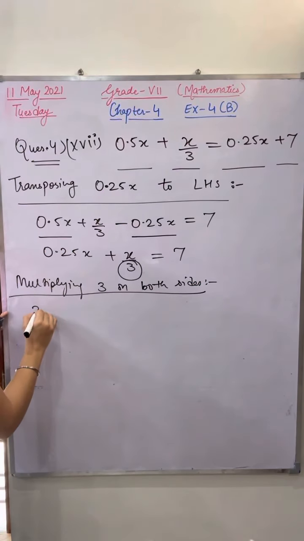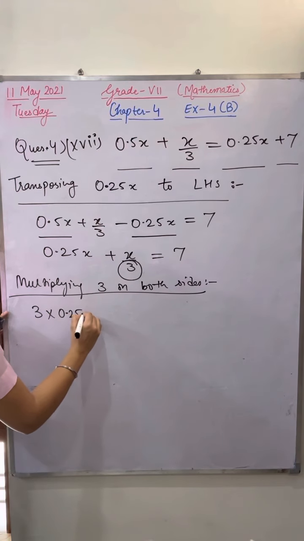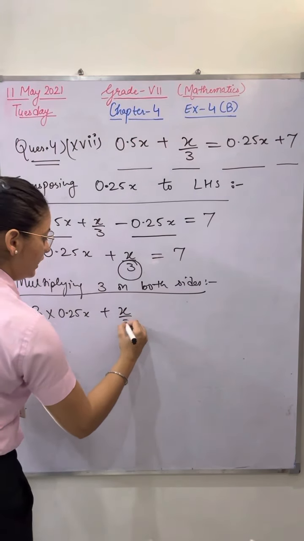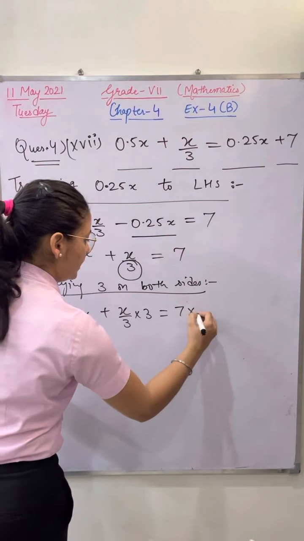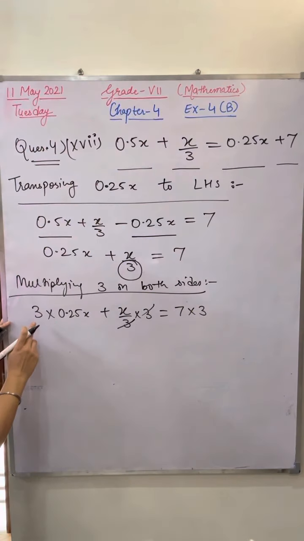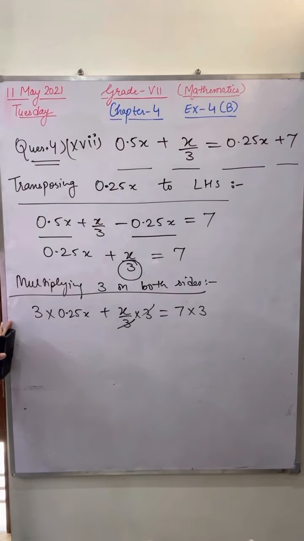Okay, so that will be 3 multiplied by 0.25x plus x by 3 into 3 is equal to 7 into 3. 3 and 3 will get cancelled. 3 into 0.25x. What will be the answer? Quickly. 3 multiplied by 0.25.